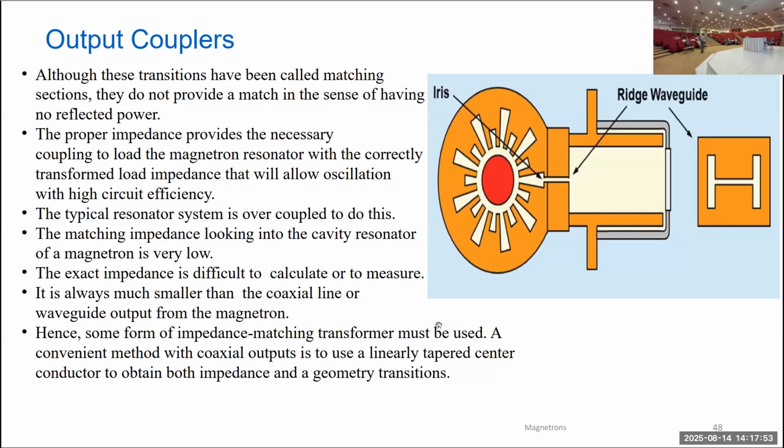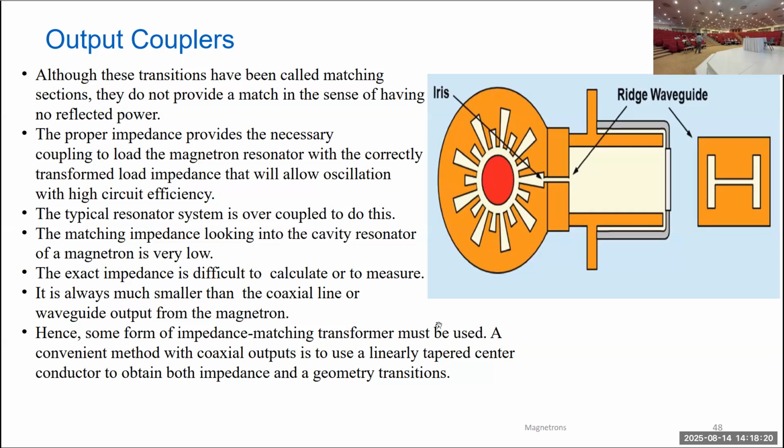RF path. When we match the impedance, there is one disadvantage: if power is reflected back, it goes directly into the device because its impedance is matched.